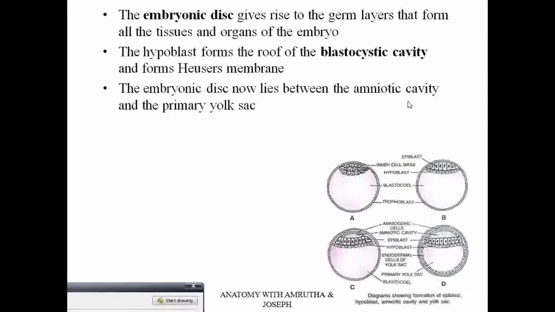Now the hypoblast, that is forming the roof of the blastocyst cavity, forms a membrane called Heuser's membrane. Heuser's membrane is formed by the hypoblast. Some squamous cells arise from the hypoblast that line the inner aspect of the trophoblast and meet on the other side. And these cells which are derived from the hypoblast are called Heuser's membrane.